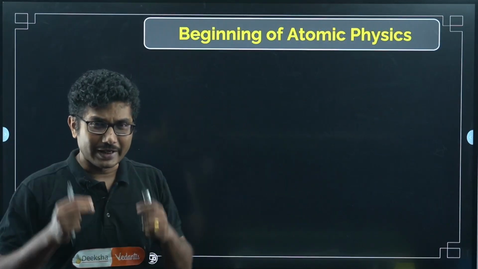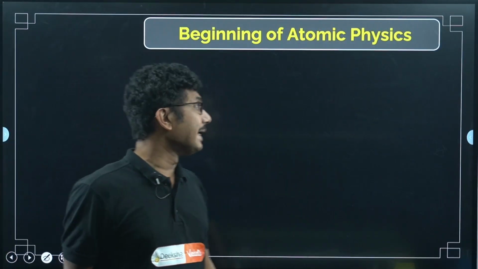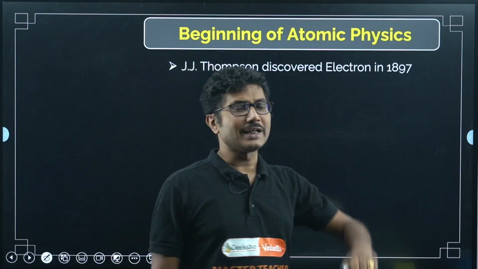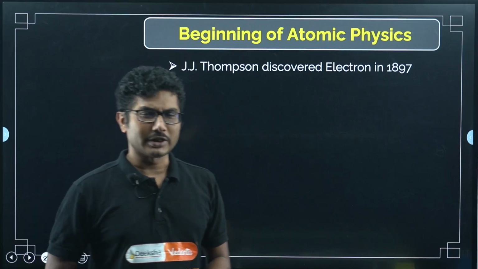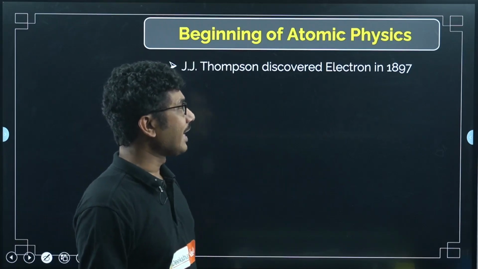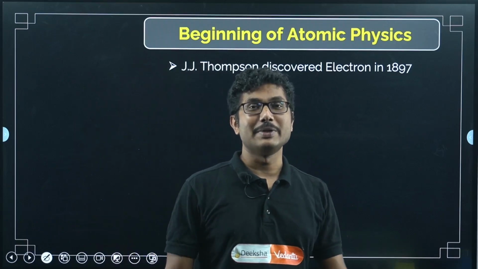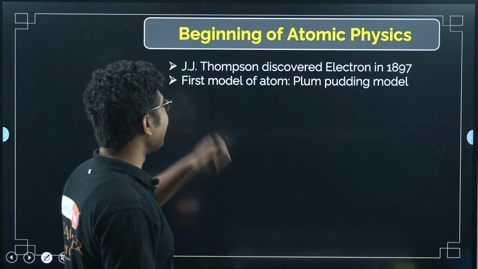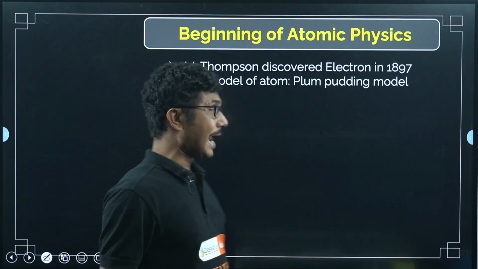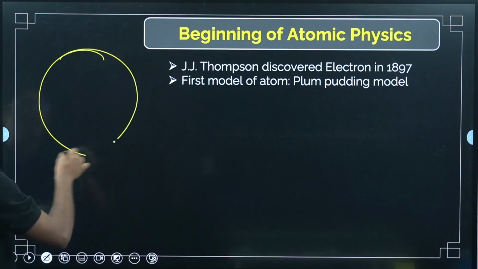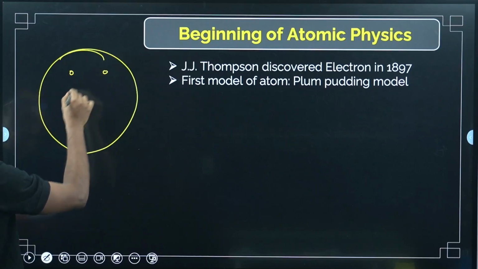This is a very important little tidbit. J.J. Thomson discovered the electron in 1897, so almost 120 years back, and from there onwards the beginning of atomic physics started. What he said was that the atom is constructed like a plum pudding model. This is called the plum pudding model.